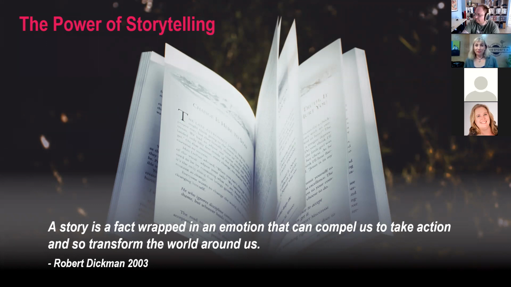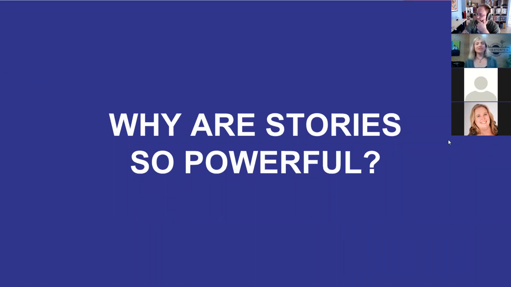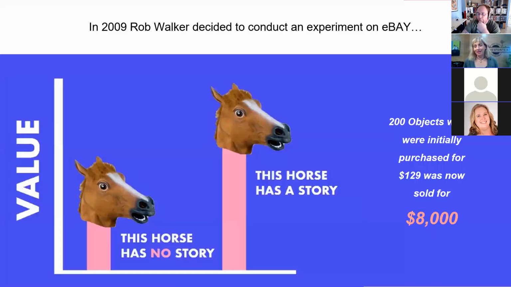So I think I'm going to kickstart off the power of storytelling. And as we all know, you can't really get a fact or statistic across. It's so much more powerful when you wrap it up in a story. And as I was researching this, just to get some background context, I wanted to share a really interesting anecdote. It was actually 2009, Rob Walker, who was an author at the time, decided to conduct an experiment on eBay. So he thought, I'm going to choose 200 random objects. He purchased those random objects. They cost him $129. And then he approached 200 authors, and he invited them to write a story around each of these objects.